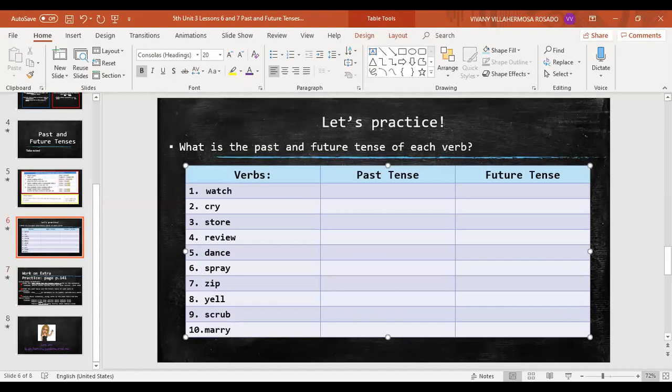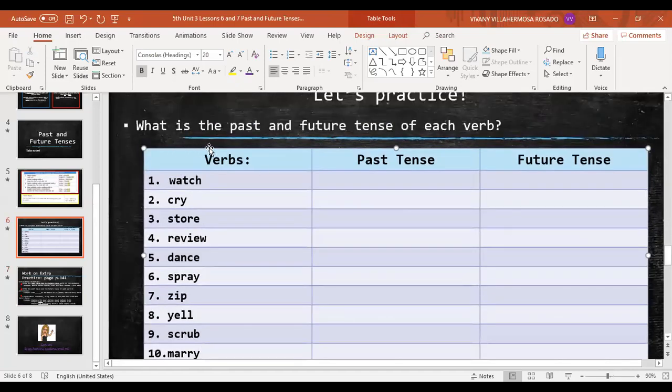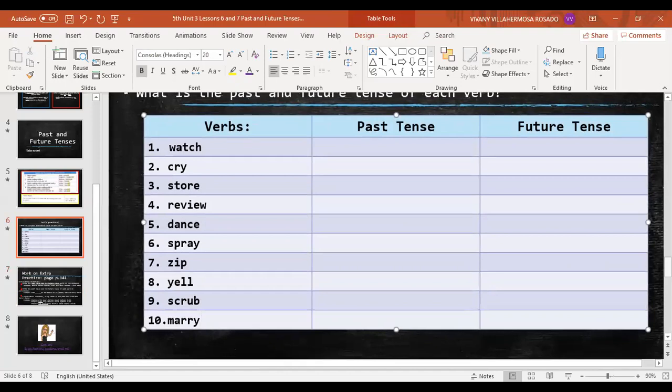Okay, so now let's read the directions. What is the past and the future tense of each verb? We're going to work on it together, especially with the past tense. For the past tense, I want you to add the rule number that you used to form the past tense. So number 1, watch.